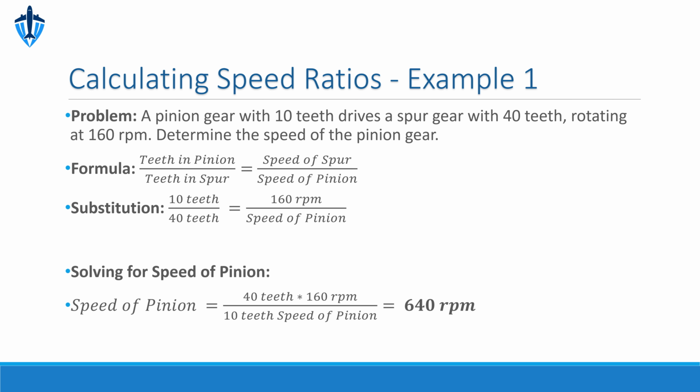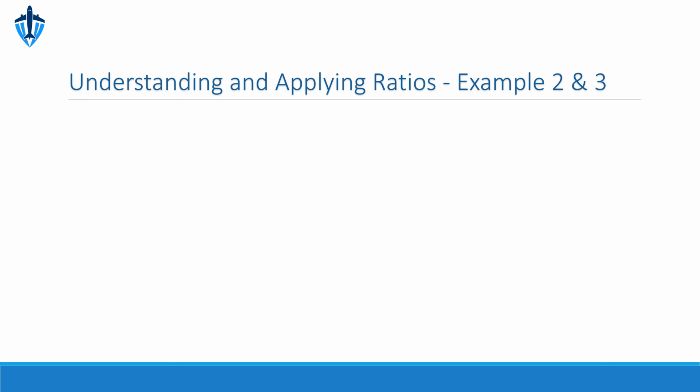Solving for the pinion speed, we multiply the number of teeth on the spur gear by its speed and then divide by the number of teeth on the pinion gear. This calculation shows that the pinion gear rotates at 640 RPM. Ratios are also fundamental for comparing different values, as shown in our next examples.